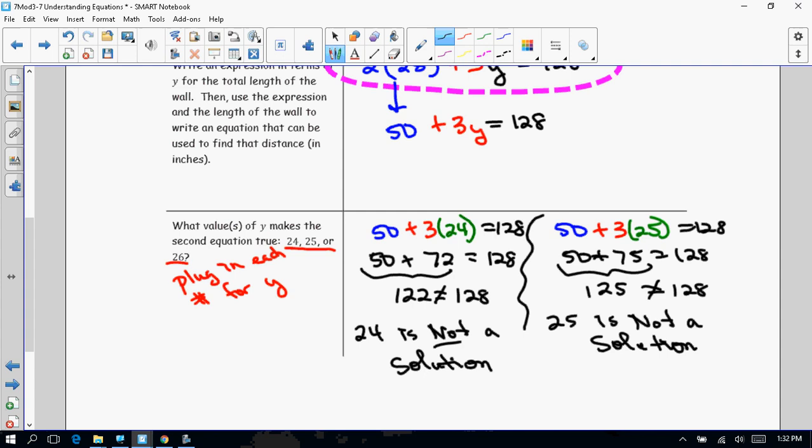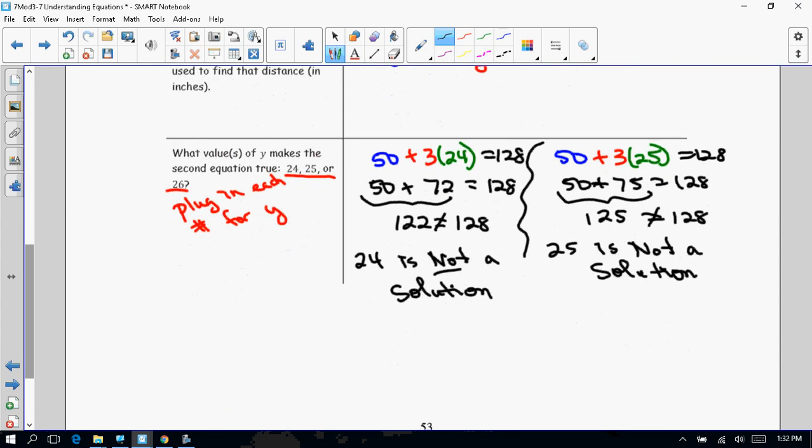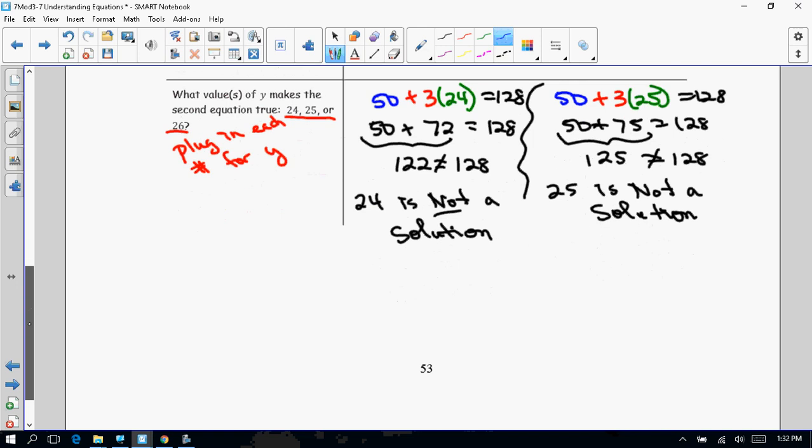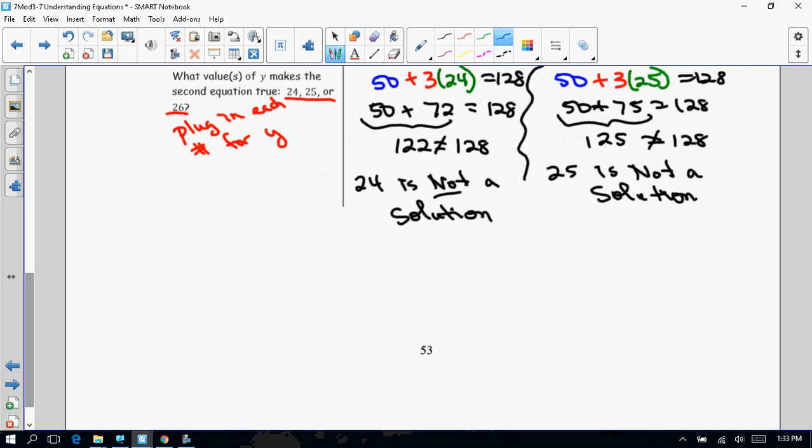Now don't assume that 26 is just because the other two were not. 26 could just as well not be. So we're going to have to plug it in as well. So again, 50 plus 3 times 26, does that equal 128? So in other words, 50 plus and 3 times 26 is, where's my answer? There it is, 78.